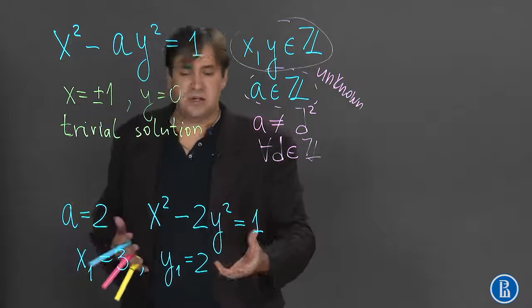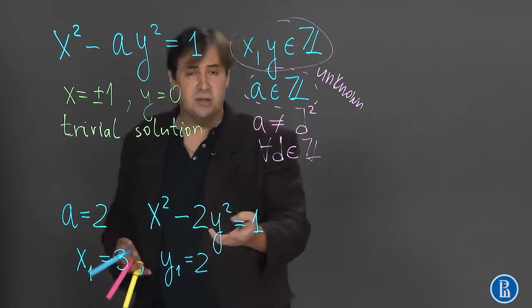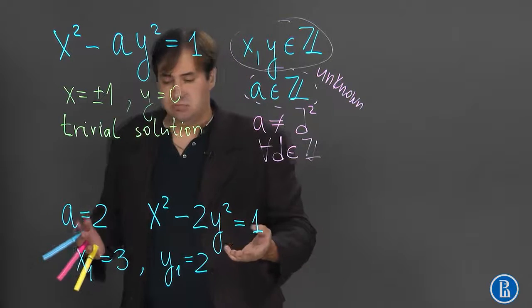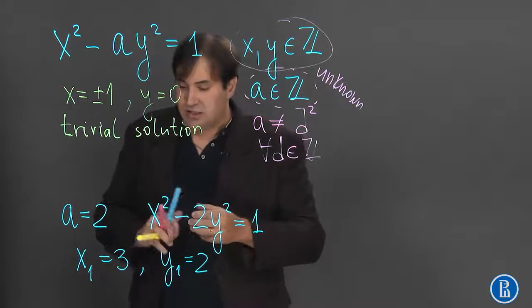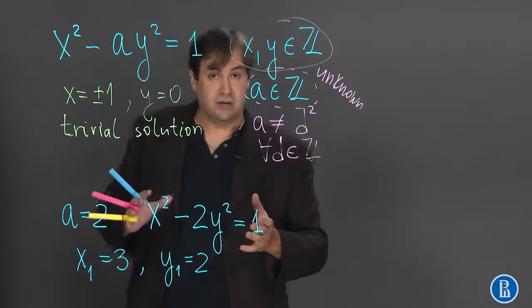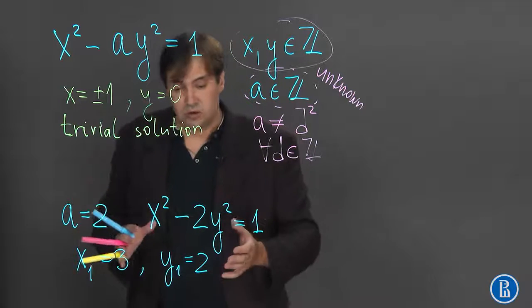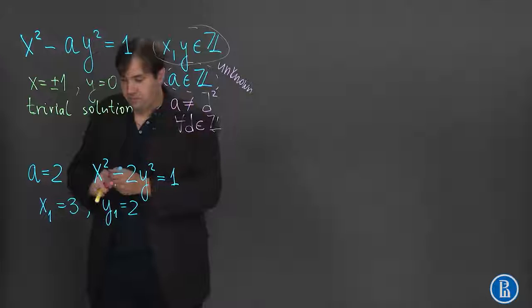But are these solutions interesting for us? Well, I don't think so, because we have square here and square there, and actually plus or minus, it doesn't matter. So let's try to construct some more solutions using this one.